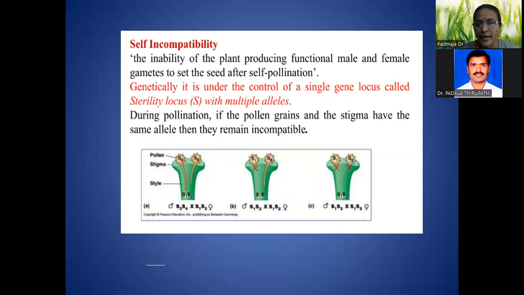And in the second diagram, S1 and S2, the same alleles are there. The S1 is not producing the pollen tube. S3, with different alleles, is producing the pollen tube. And if S1 and S2, the same alleles, are there, both are rejected. So we have to remember that different alleles will be compatible, and the same alleles will be rejected. That means it is the inability of the plant producing functional male and female gametes to set seed after self-pollination.